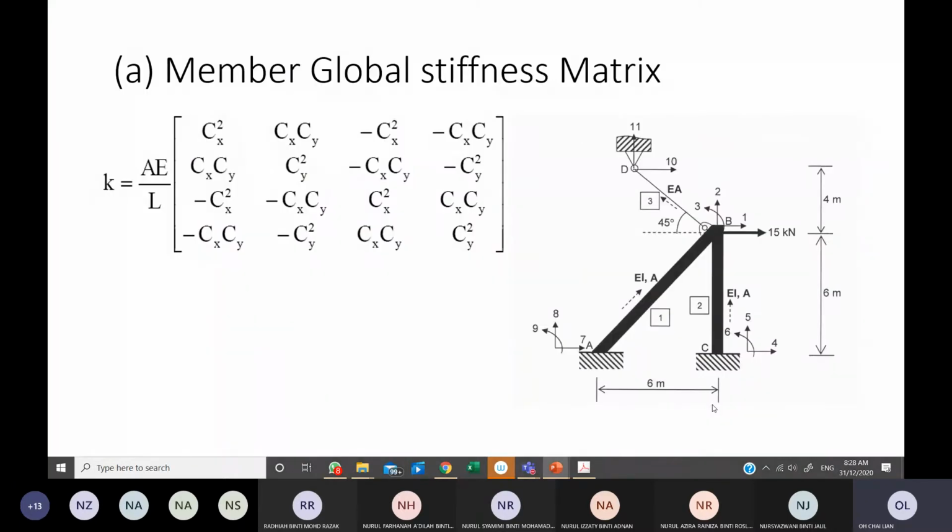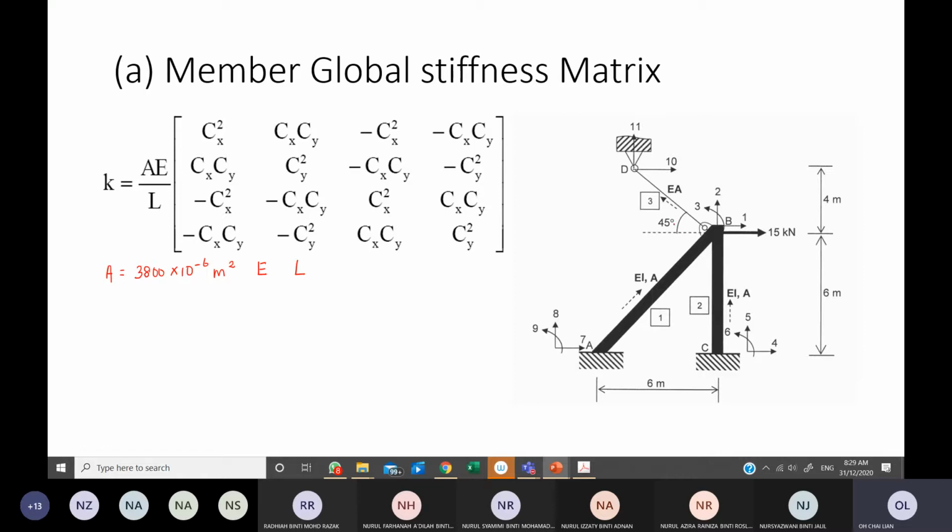Okay, so can you give me what is the A value? I will write it here. The area for the cable. 3,800. But it's in mm squared, right? Can we convert directly to meter squared? Times 10 to the power of negative 6. How about E? E will be E, right? It is constant. How about the L?